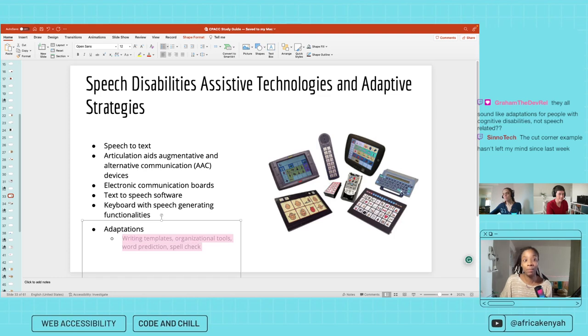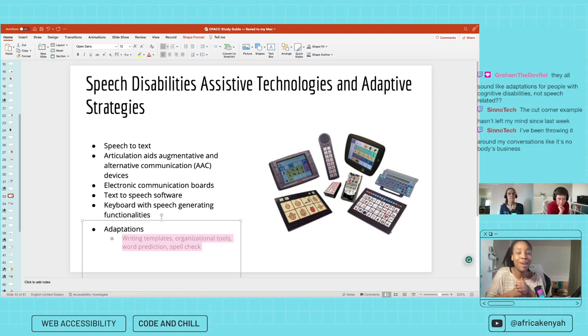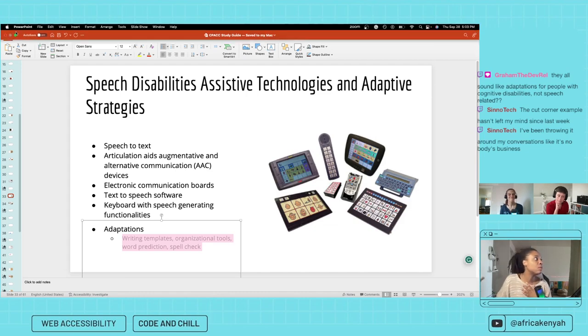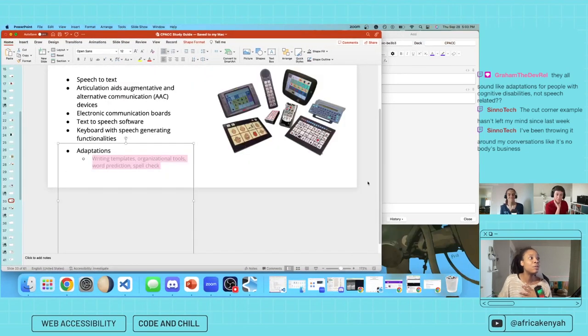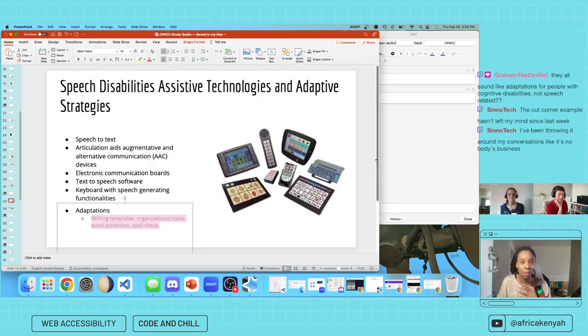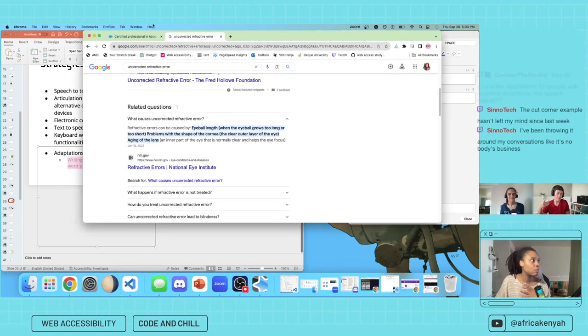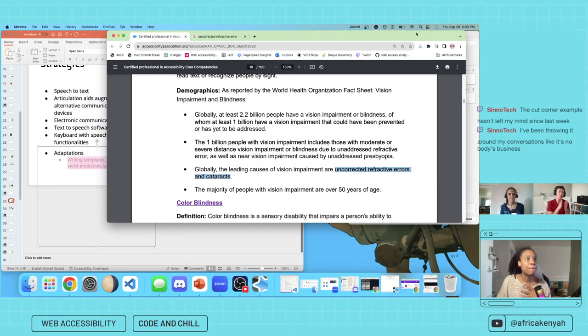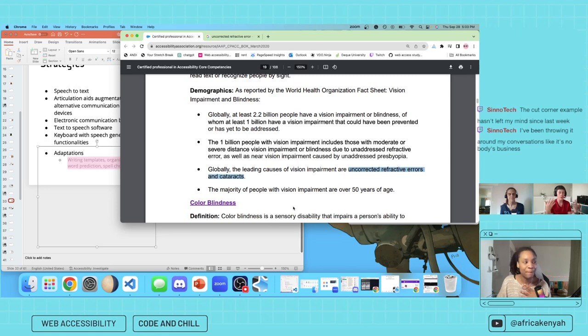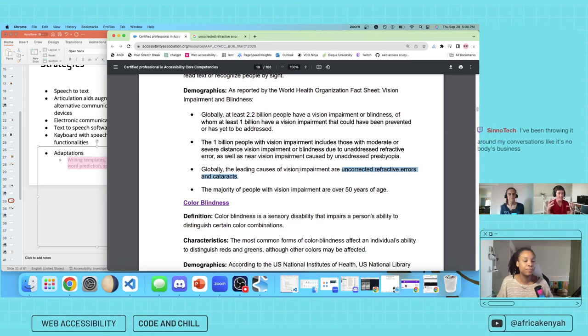Also, Graham said they all sound like adaptations for people with cognitive disabilities, not speech related. And you may be right. So we're going to look at the CPAC. So y'all have to forgive me. Sometimes, you know, I got a lot going on and I may put the wrong information in here, which is why you're here with me to call me out and we can look at the CPAC. Sometimes this is an interesting split, right? If you have a stroke, you have both cognitive things and physical things going on.